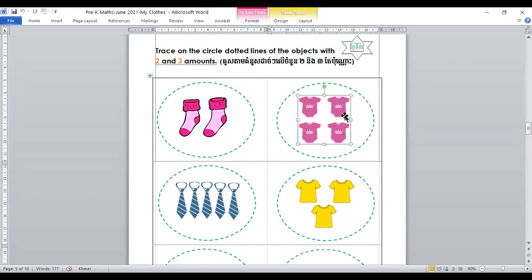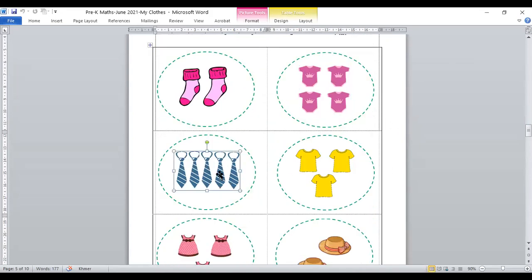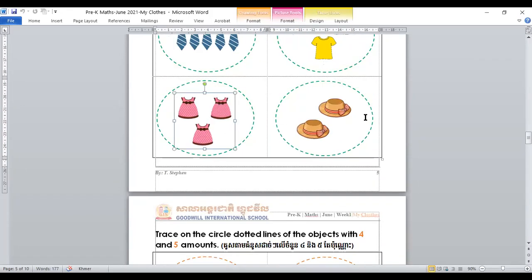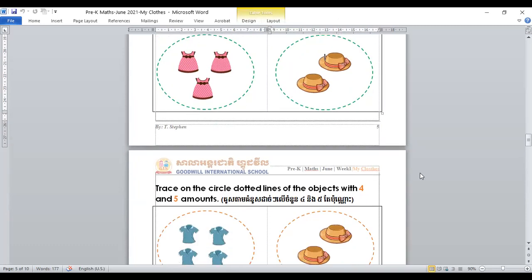This one is 4. Can you trace around? No. This one, is it 2 and 3? No. How about this one? Yeah, there are 3 t-shirts. This one? Okay, 3. How about this one? Good. This is 2. So you can trace around it.